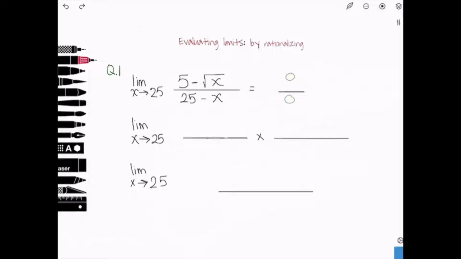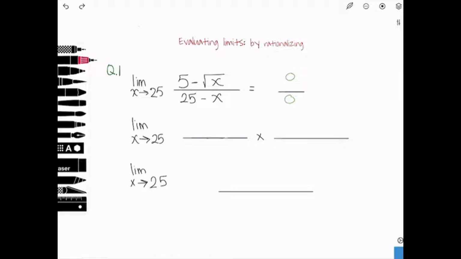So now this is evaluating limits by rationalizing. As we said before, that's factoring and rationalizing, so when we substitute, it will be 0 over 0. In this question, they've asked us the limit as x approaches 25 of 5 minus the square root of x over 25 minus x. So the first thing we will do is copy paste it down as it is.